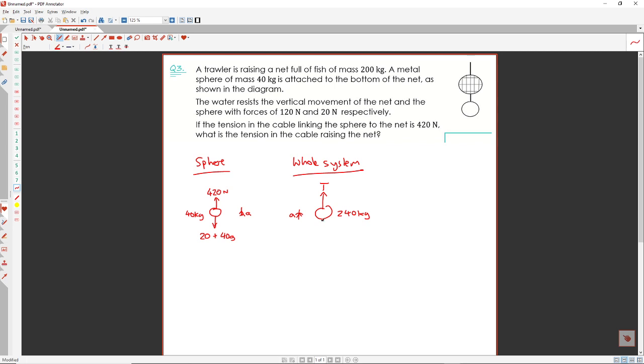Okay, acting downwards then, here we've got a weight of 240g.